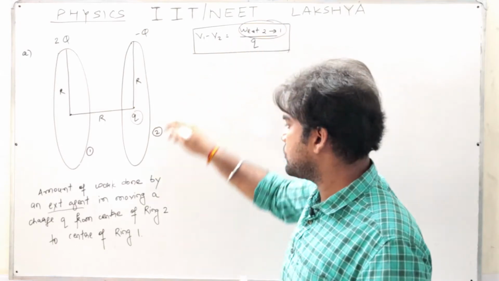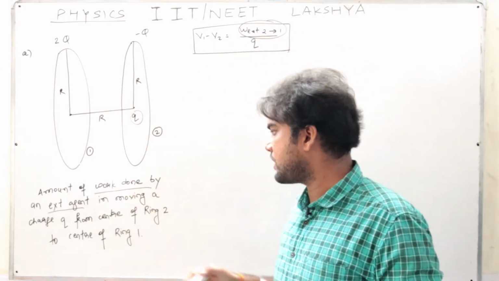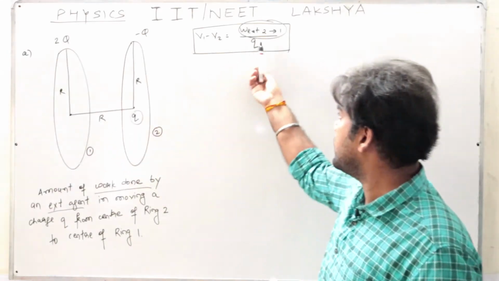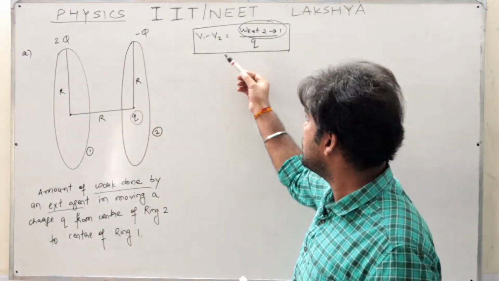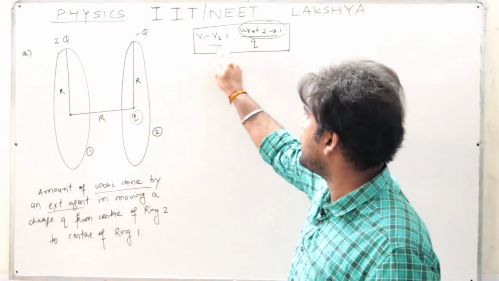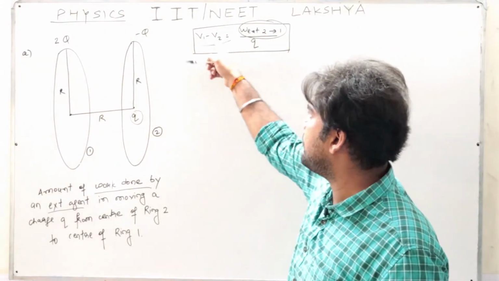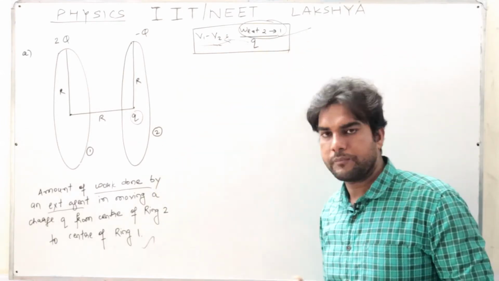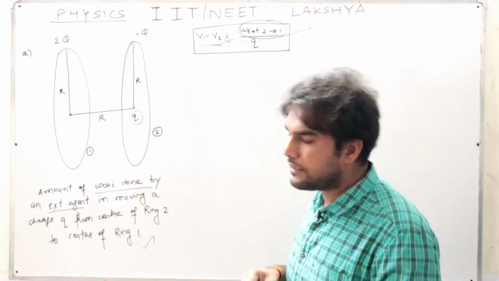In this question, the amount of work done by an external agent in moving a charge q from the center of ring 2 to the center of ring 1. So basically we have to calculate the potential difference and then multiply by q. What we get is our solution. So let us find V1 minus V2.